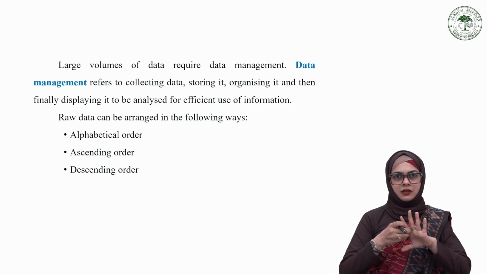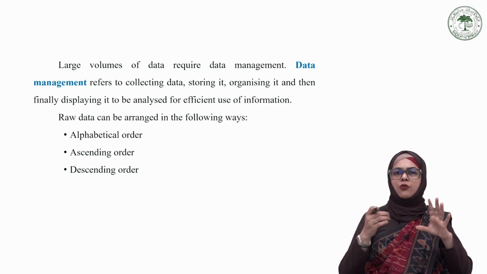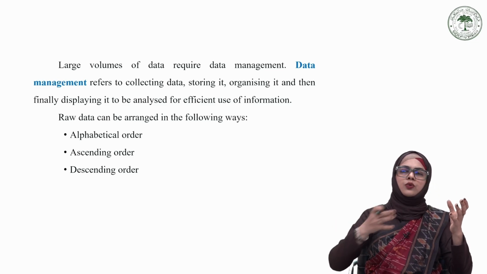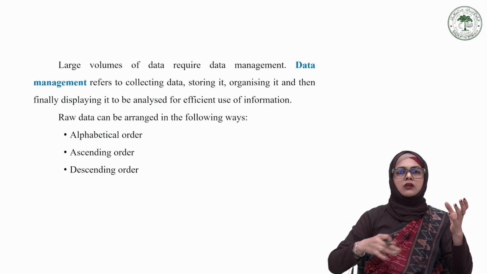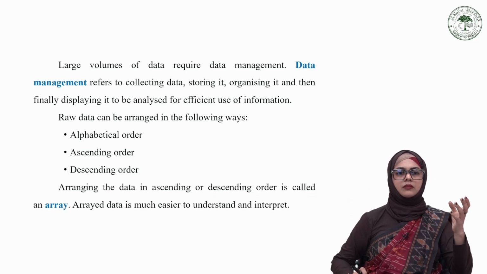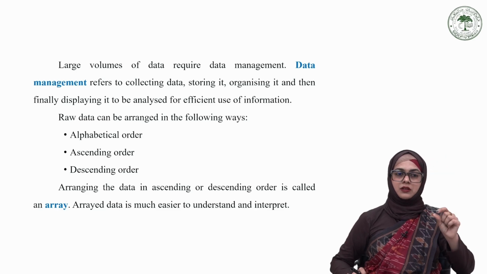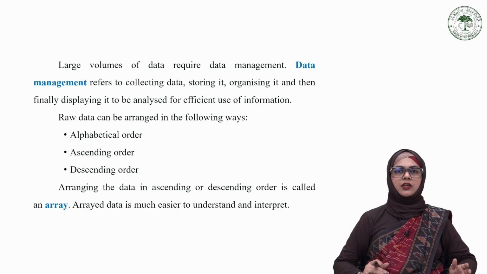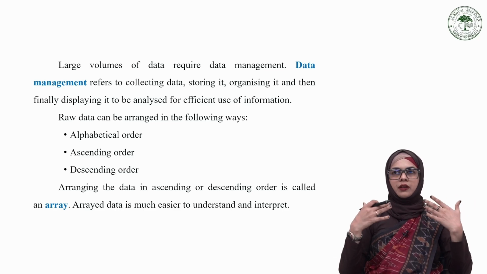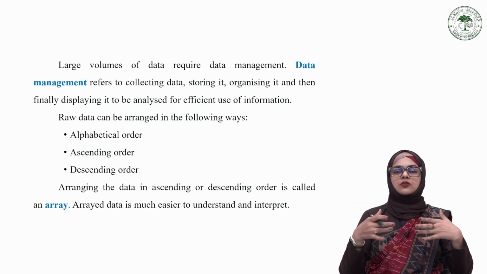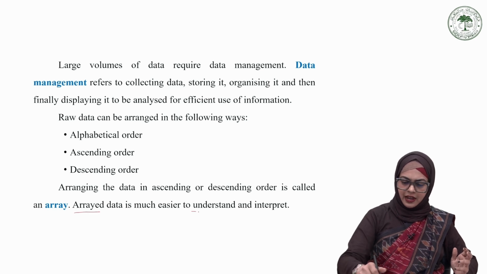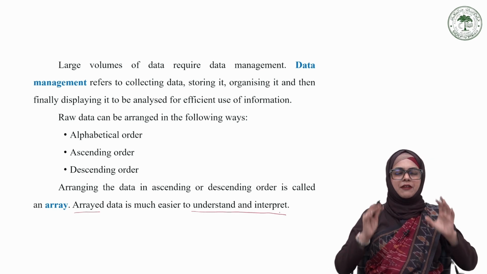So the raw data can be arranged in the following ways. Either you arrange it into alphabetic order, ascending order, or descending order. And arranging the data in either ascending or descending order is what we call an array. So the array data is much easier to understand and to interpret because everything is so organized.